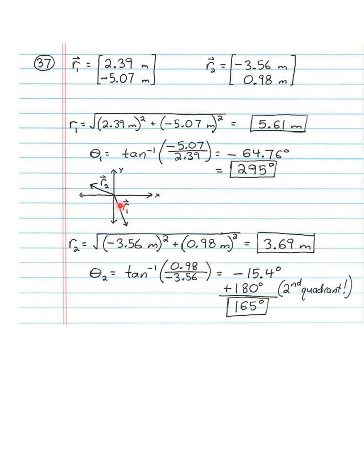But we look at the picture, negative 15.4 would be a shallow angle in the fourth quadrant. Our vector is in the second quadrant. So we recognize this is a case where our answer is 180 degrees off from what we're looking for. So all you do is take what the calculator gives you, negative 15.4 degrees, add 180, that puts it in the second quadrant, and I'll round that to the nearest degree and get 165 degrees.